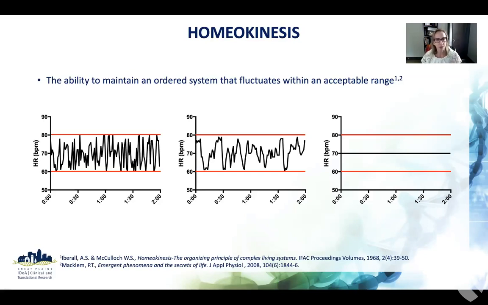So a lot of people are familiar with homeostasis, which is trying to keep a certain number. So you're looking for a mean value and you're trying to stay around that value. Homeokinesis is more interested in the fluctuations that are happening within a range. So here we just have heart rate plotted on the y-axis within a range of 60 to 80 for some type of resting heart rate.